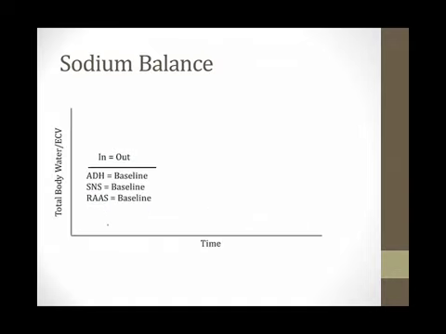Let's return to this graph one final time, and once again, let's begin in a state of sodium balance where sodium in equals sodium out. At this point, our ADH level is at baseline, and the activity of our sympathetic nervous system and RAS systems are also at baseline. We then begin consuming excess sodium. This leads to a situation where sodium in is more than sodium out.